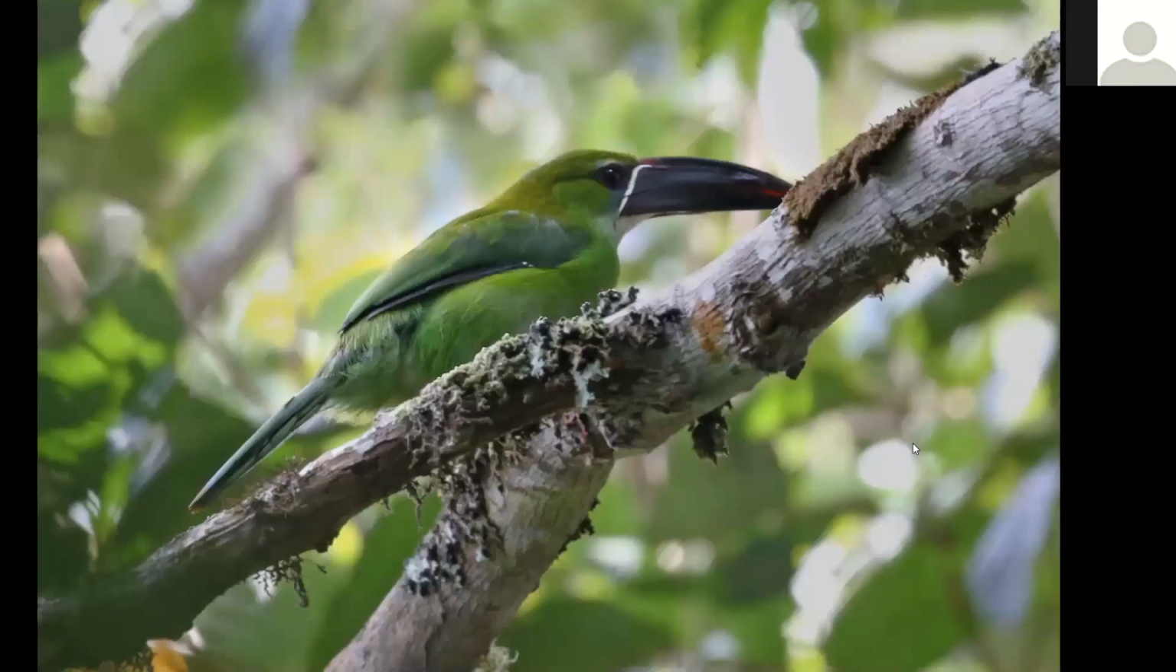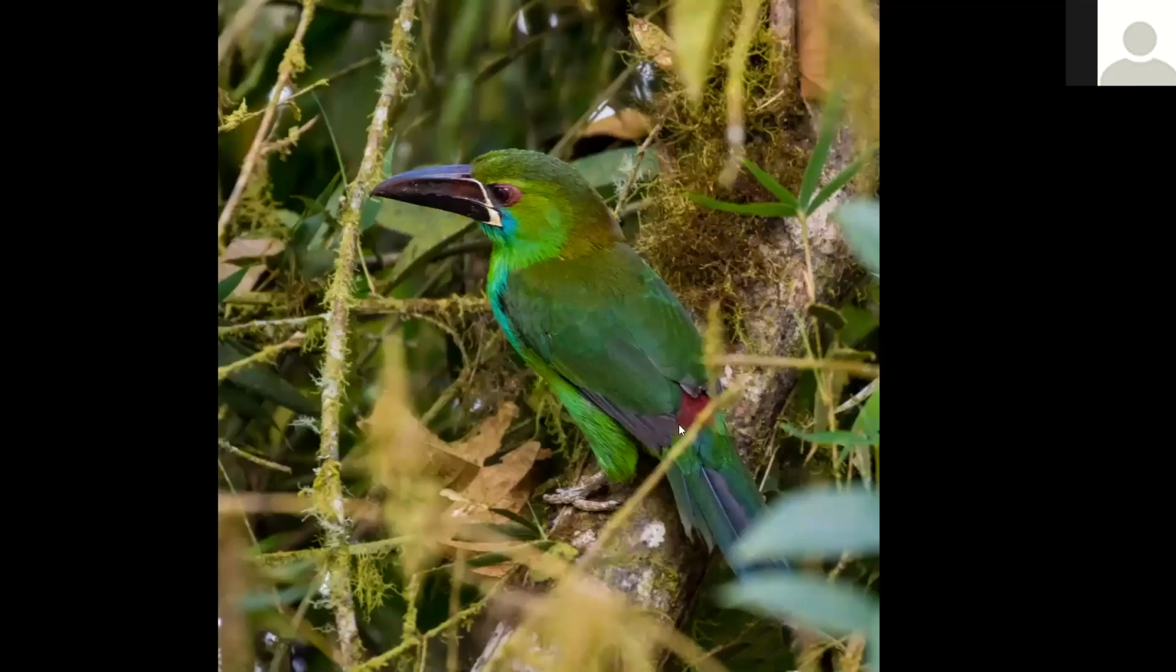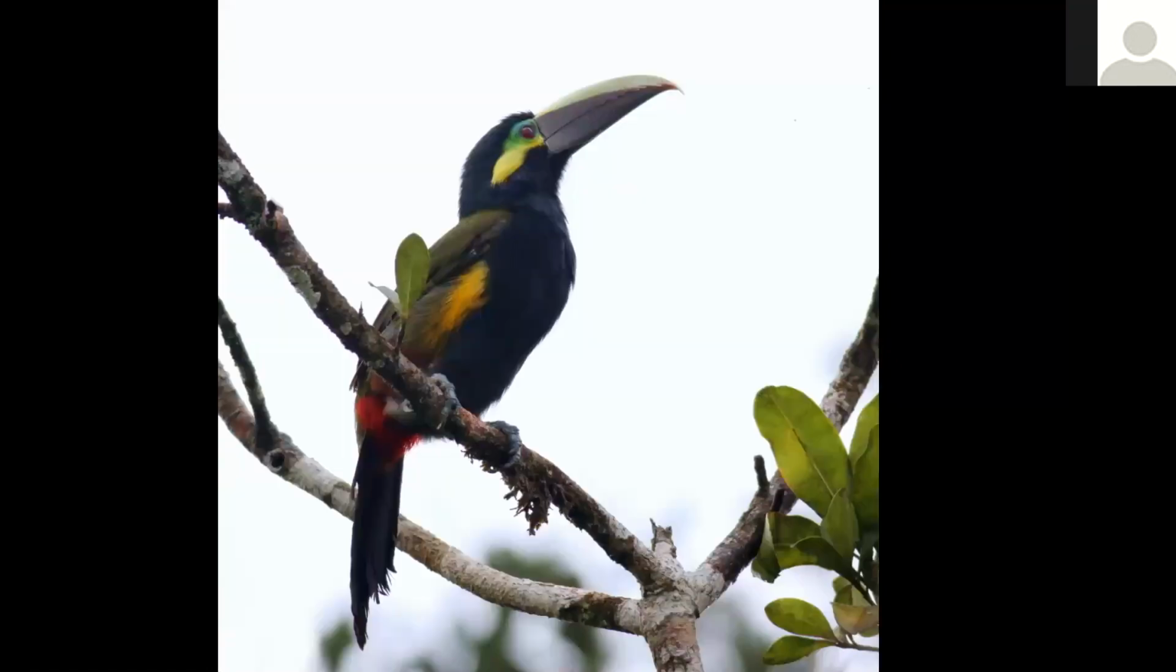And then the South American forms, you have multiple species of these ones. This is a chestnut-tipped toucanet with a white throat. This is from Peru, the east slope. And this is a crimson-rumped toucanet from the west slope of the Andes. This is from Ecuador. And finally, we get to the selenideras.